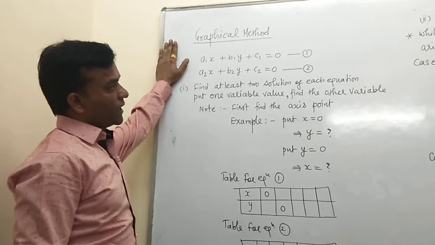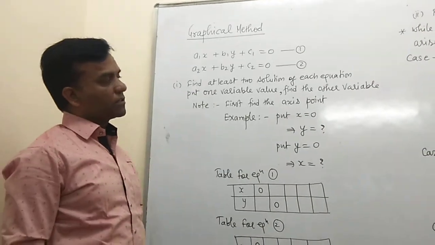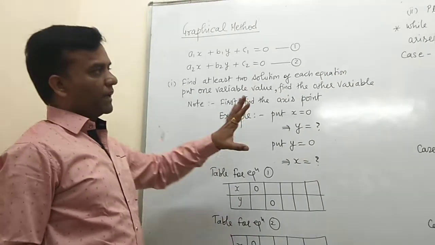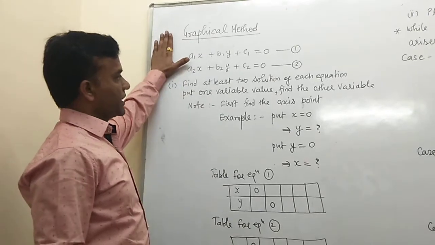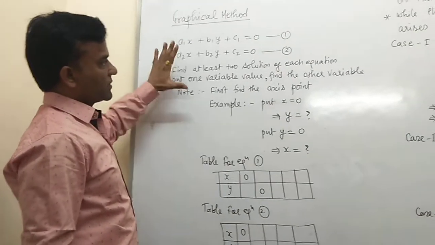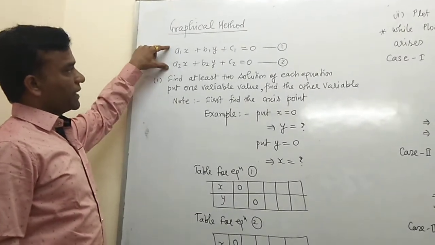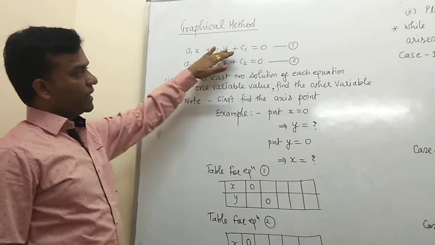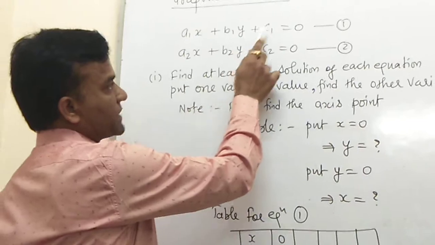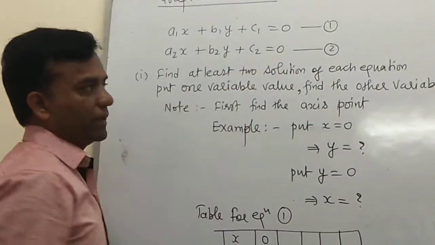Here we discuss the graphical method, because for solving there are two methods we especially describe: graphical and algebraic. Therefore here we explain some situations and cases for the graphical method. In the graphical method, first we write down the equations and call them equation 1 and 2. The first equation is a1x plus b1y plus c1 equal to 0, and the second is a2x plus b2y plus c2 equal to 0.